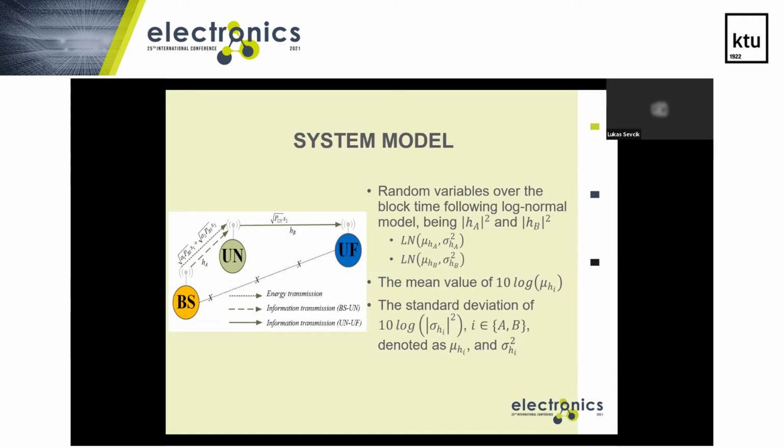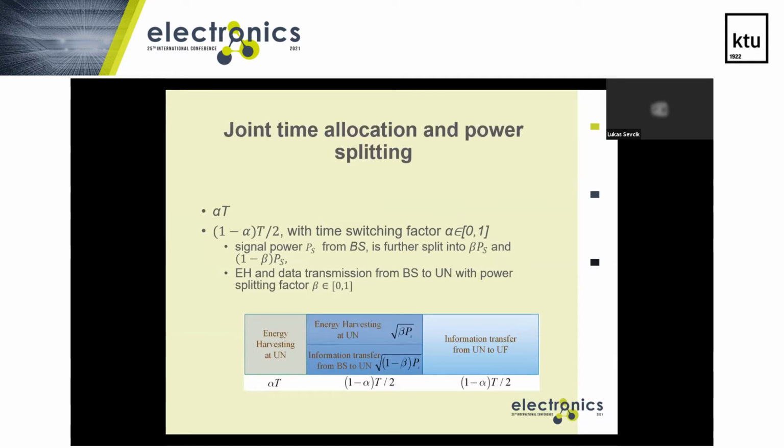We consider in our model two independently and identically distributed random variables over the block time, following a log normal model, which are computed as ln. The evaluation of these parameters, also for the mean value and standard deviation, you can see on the figure.